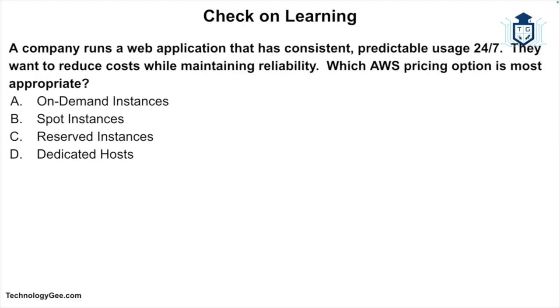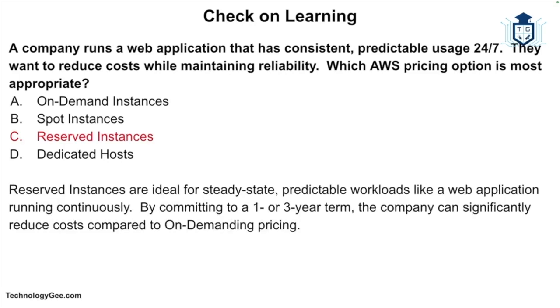All right, so with all that being said, let's do some check on learning. Our first question is, a company runs a web application that has consistent, predictable usage 24/7. They want to reduce costs while maintaining reliability. Which AWS pricing option is most appropriate? Would it be on-demand instances, spot instances, reserved instances, or dedicated hosts?